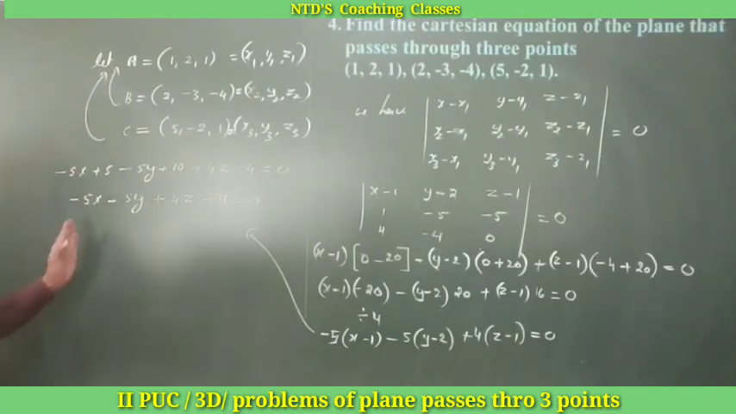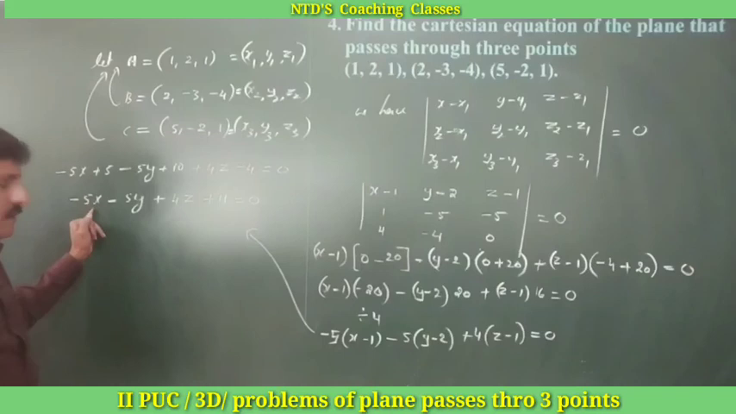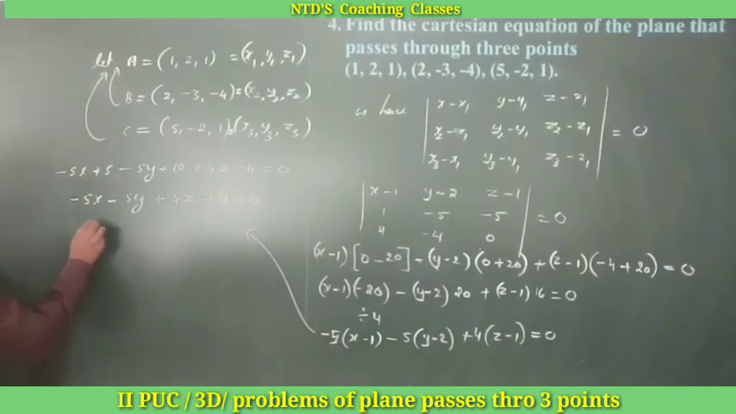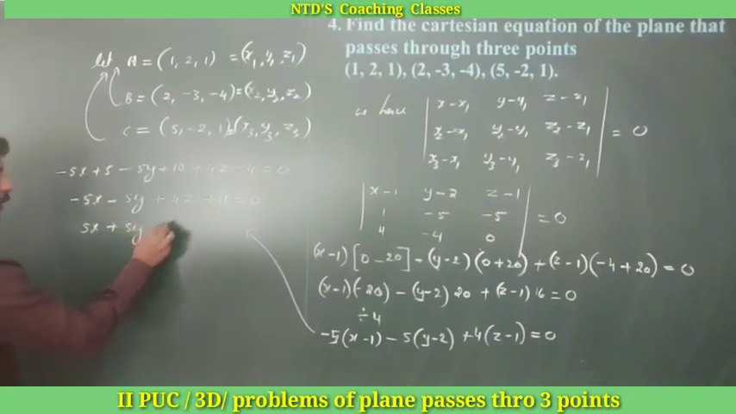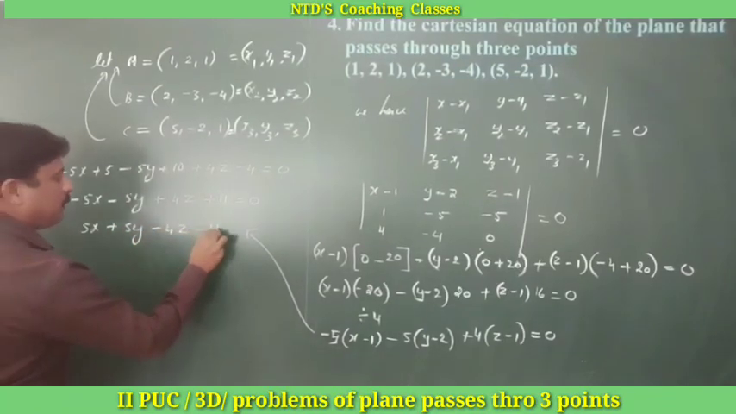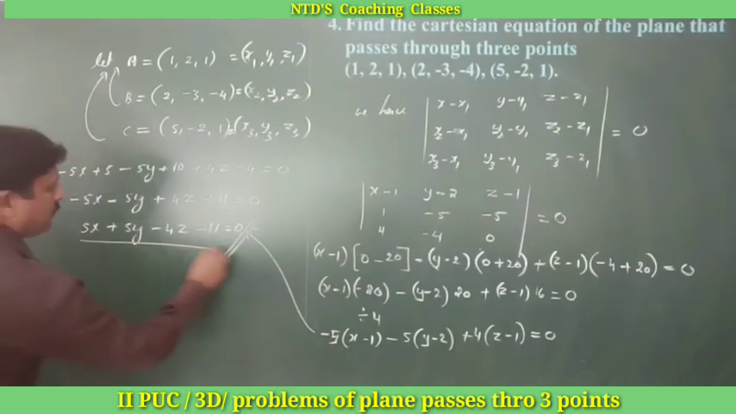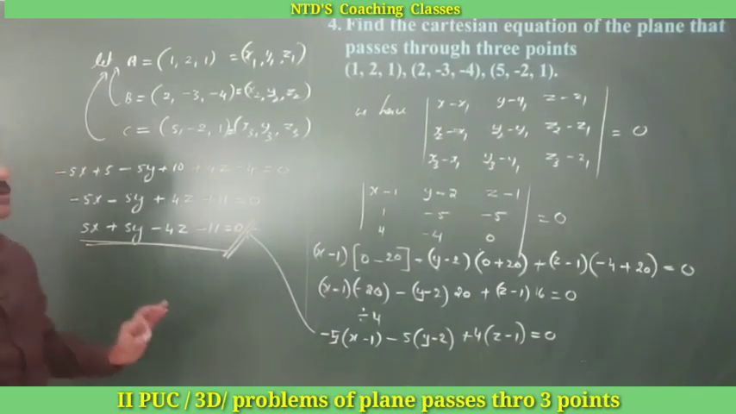This is the equation of a plane, but the x term is negative, therefore multiply by minus. What happens? 5x plus 5y minus 4z minus 11 equals 0. This is the equation of a plane in Cartesian form.